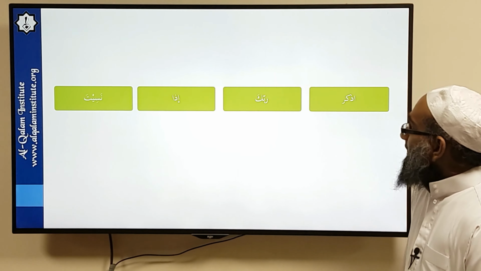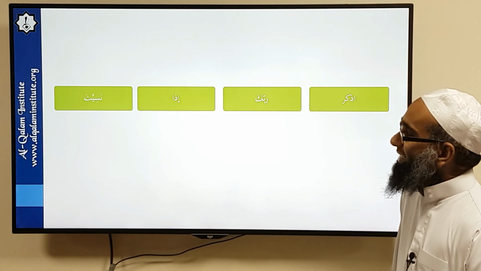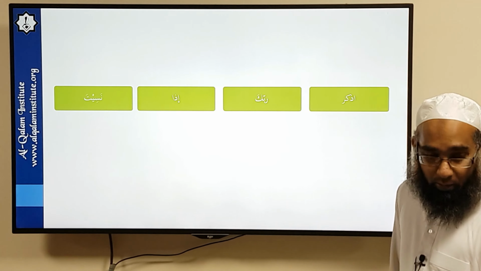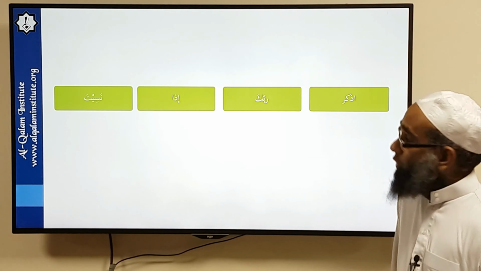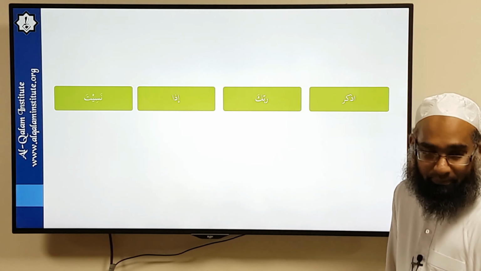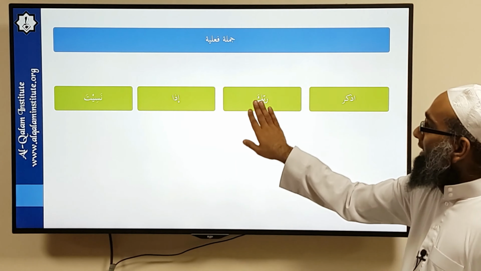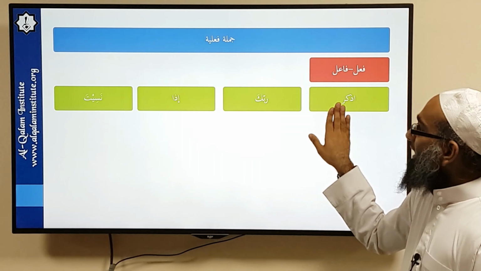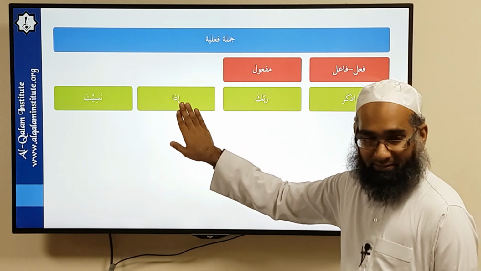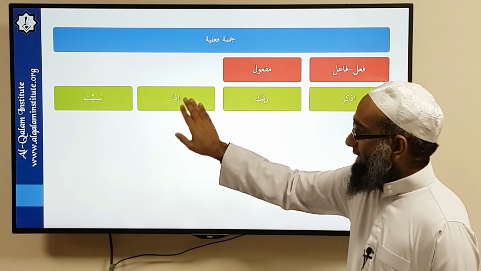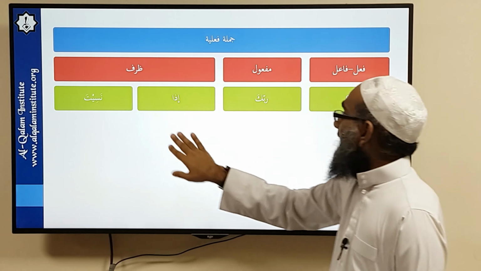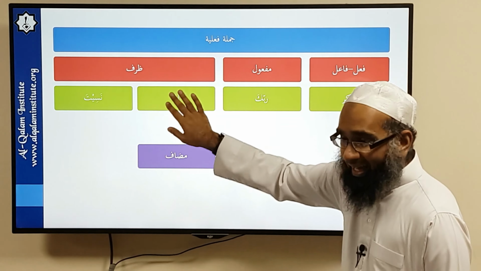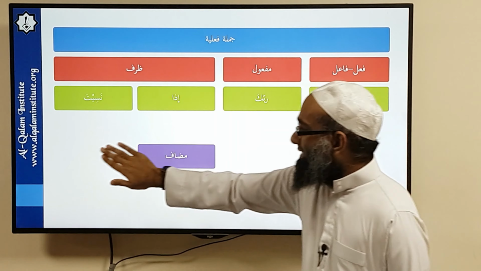Right. One more. Uzkur rabbaka idha nasit. So uzkur is dhakara yadhkuru dhikran, dhukira yudhkaru dhikran, uzkur is amr. So what kind of sentence is it? Jumla fa'liya. And then rabbaka, that's maf'ul, there's no fa'il, so the fa'il is going to be hidden. And then idha is zarf. Idha and nasit becomes what? Zarf. And this is made up of mudaf and mudaf ilayh. It's too simple. And idha is always mudaf to a sentence.